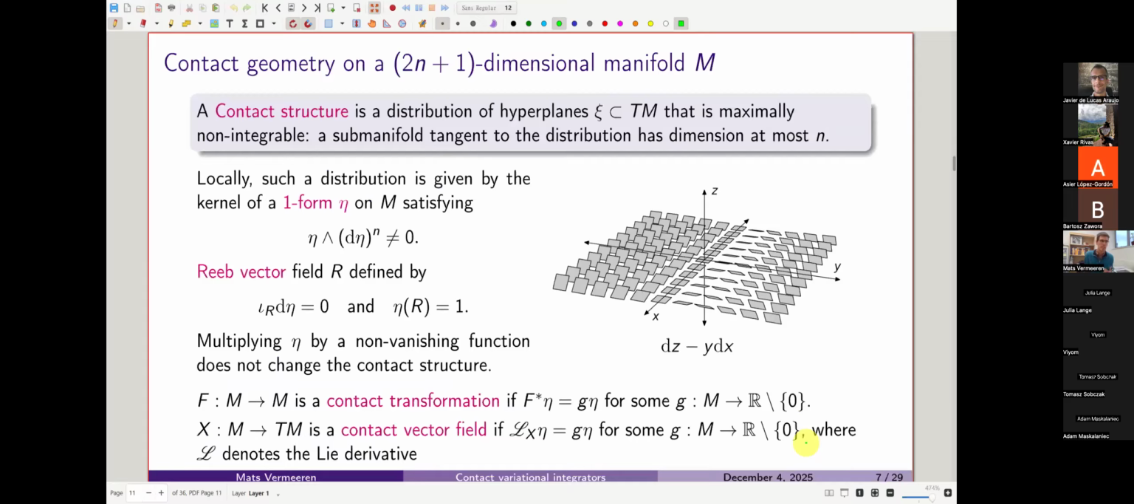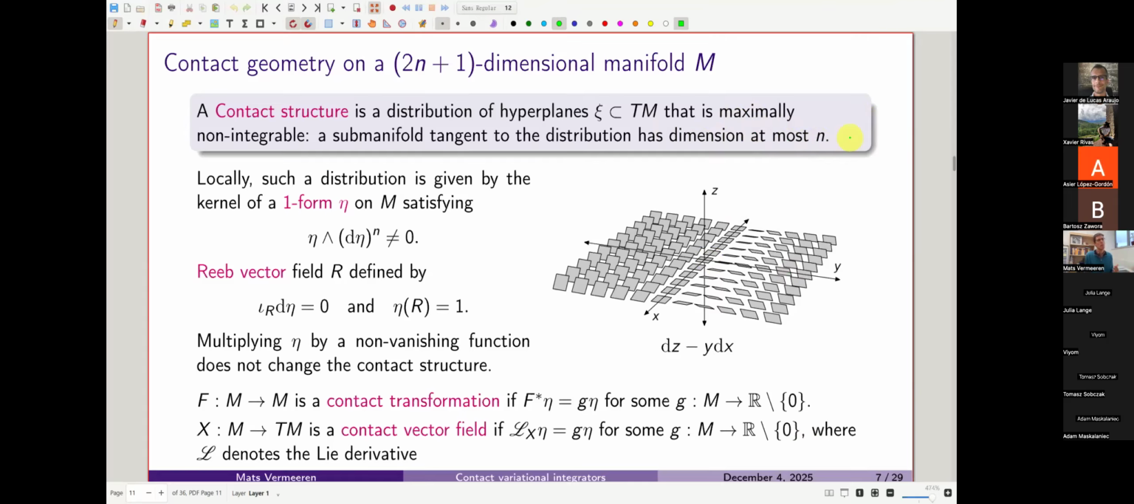The next part still probably counts as introduction, and I assume it's known to most people here. What is contact geometry? Well, it is an odd dimensional analog to symplectic geometry. And in the most geometric sense, a contact structure is a distribution of hyperplanes in subsets of the tangent space of this odd dimensional manifold that is maximally non-integrable, meaning that it's impossible to have a submanifold of high dimension that is tangent to this distribution. And the most non-integrable you can get is that if this tangent submanifold is at most of dimension n, where 2n plus 1 is the total dimension.